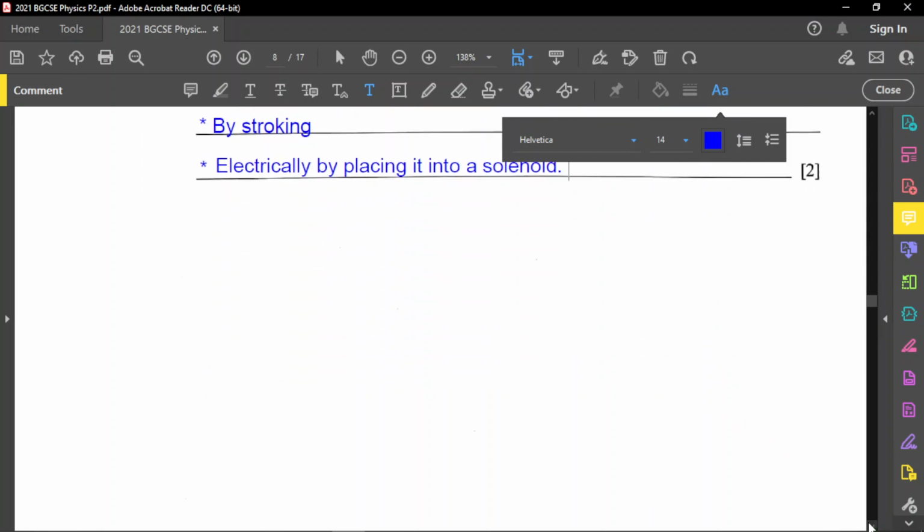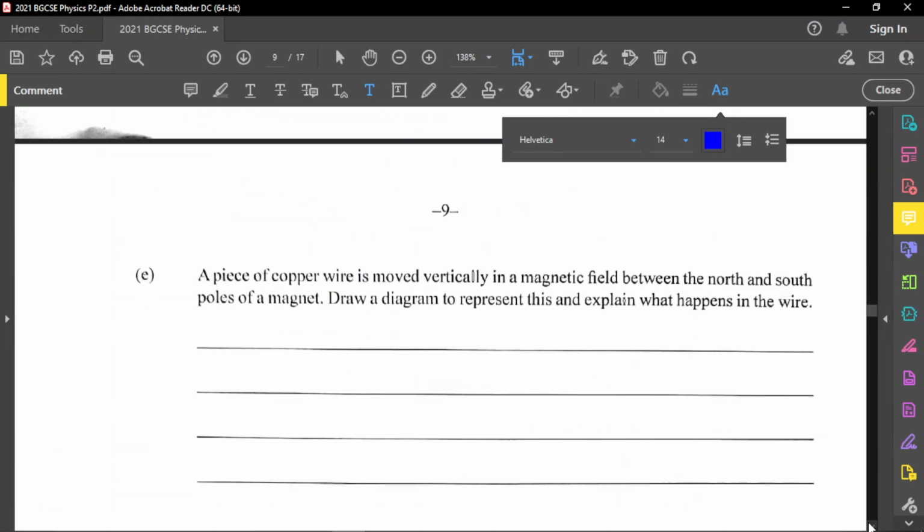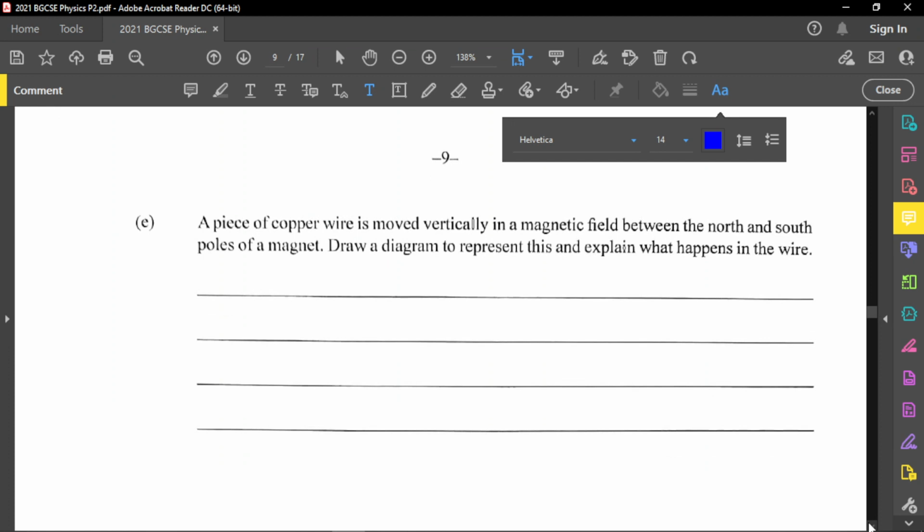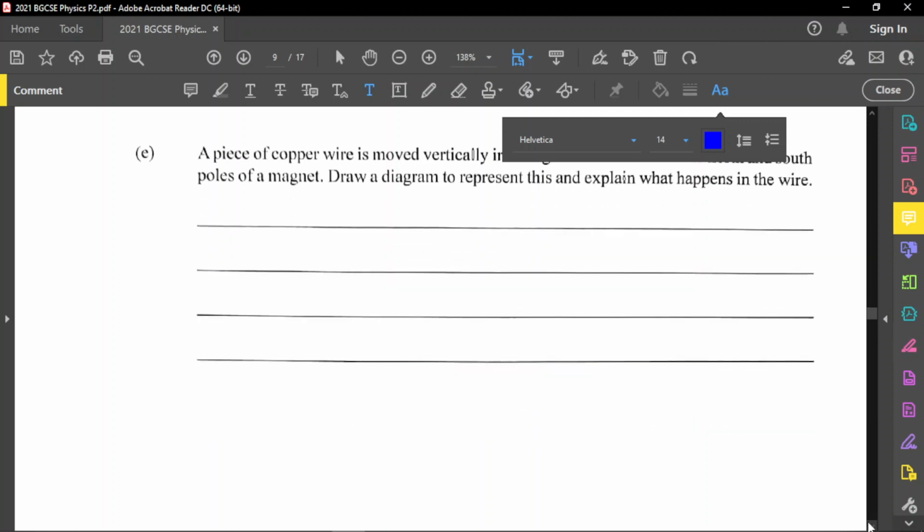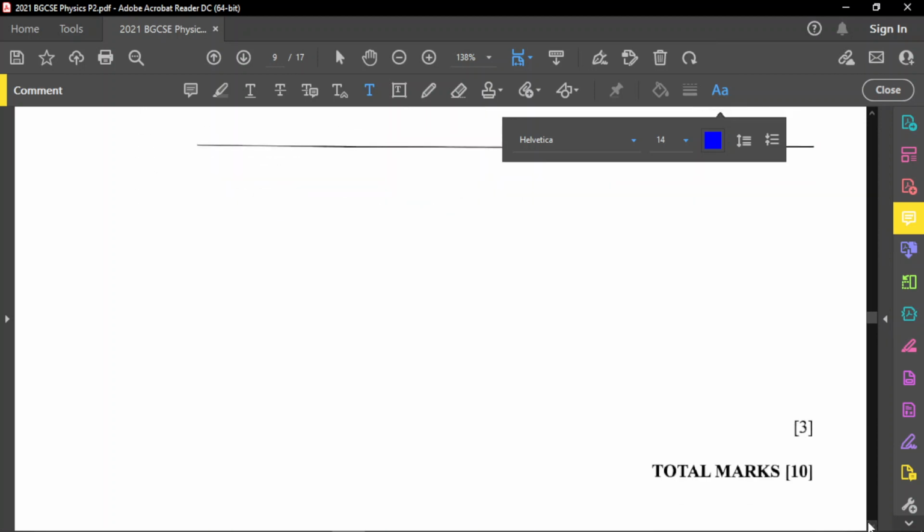All right, next part of the question: a piece of copper wire is moved vertically in a magnetic field between a north and south pole. Draw a diagram to represent this and explain what happens in the wire. Let's draw it and explain. This is 3 marks, so maybe the diagram is 1 mark and 2 marks to explain it, or 2 and 1, depending on the mark scheme.